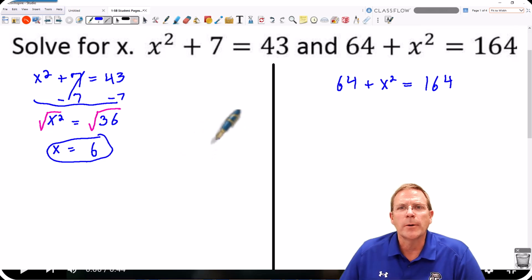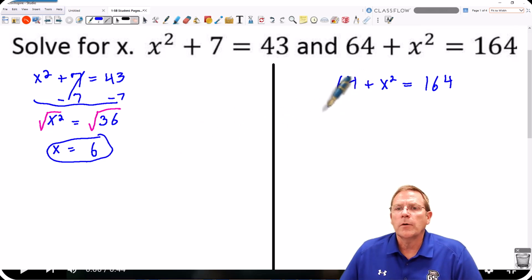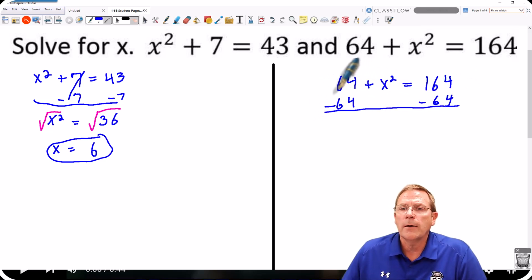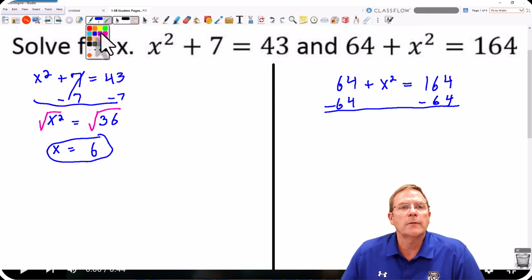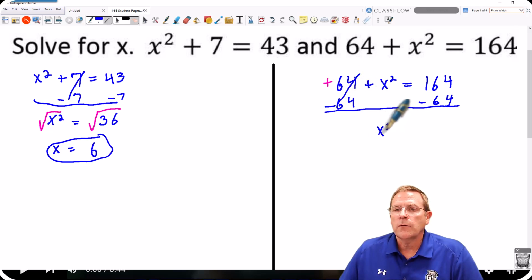How'd you do on that one? Now for the next one, we're going to start the same way. We're going to isolate the variable, undoing addition and subtraction by subtracting 64. Now, I should point out that this is subtracting 64 because it is a positive 64 right there. This other plus sign here belongs to the x, so be careful not to get confused by that. The 64s are going to zero each other out, leaving x squared is equal to 100.